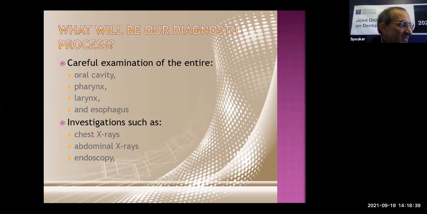On the other hand, the dentist does not have the necessary skills to do this, because the dentist rarely encounters these problems. But these problems are very vital. We need to get help from our doctor colleagues, a general practitioner, a general physician, and call the medical emergency center. Some other investigations, such as chest X-ray, abdominal X-ray, and endoscopy, will be done in the hospital.